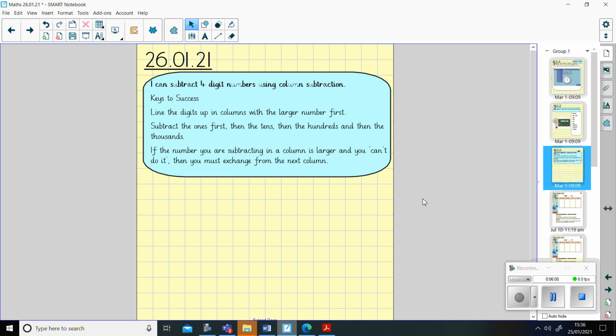Just like with addition, we're going to start with the ones column, then move on to the tens, then the hundreds, and finally the thousands. If the number you are subtracting in a column, so if you were looking at your ones column, and the number you're taking away is larger and you can't do it, then we have to exchange from the next column. We have done this before, but with 3-digit numbers, so I'm going to go through and show you how to do this practically first.